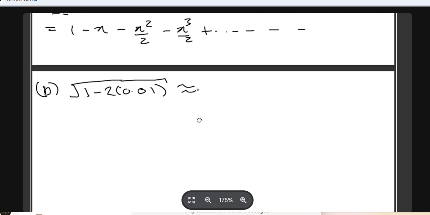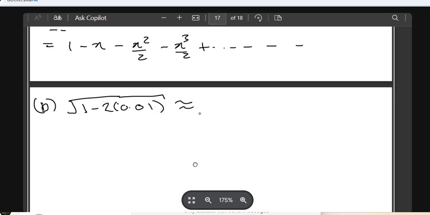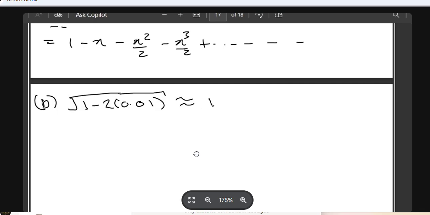So this is approximately equal to, so we are going to substitute now in the expansion. It is 1 minus, where there's x, we are going to put 0.01 minus again 0.01 squared over 2, then minus 0.01 to the power 3 over 2.